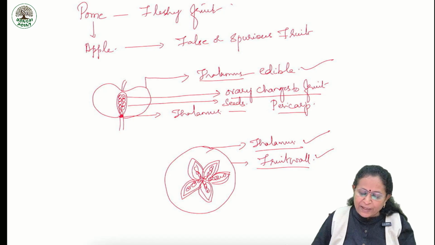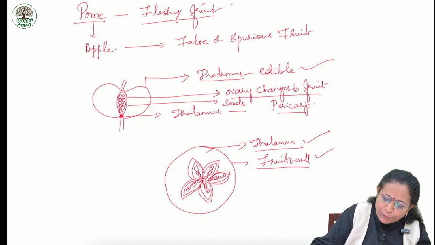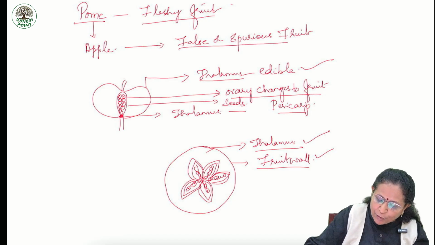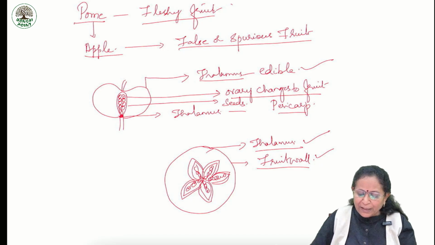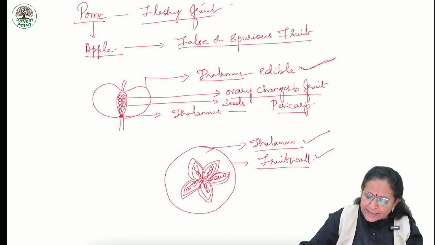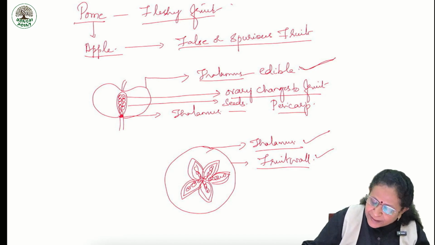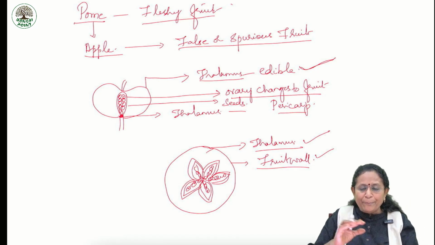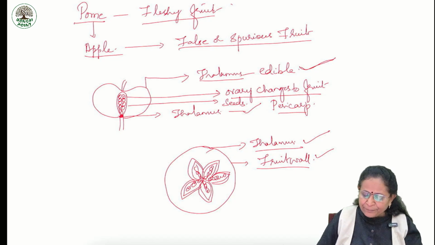This is the explanation for what? Pome, which is a fleshy fruit. It is an example of false or spurious fruit. Example is what under that? Apple. In this case, thalamus is edible, thereby we say it is a false fruit, but the ovary just changes to pericarp enclosing seeds.